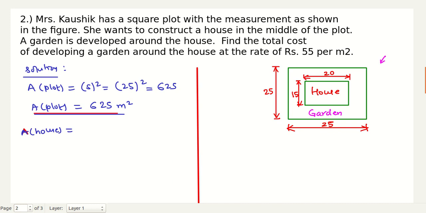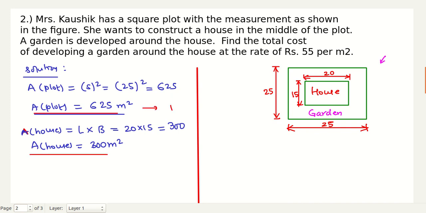It's a rectangular model of the house. Okay, so we will find the area by multiplying length and breadth. We know it is given as 20 into 15, so it will be how much? It will be 300. So area of house is equal to 300 meters square. Okay, now this is the second part of the problem. Let us label them as first and second.